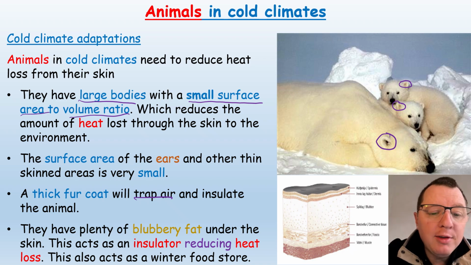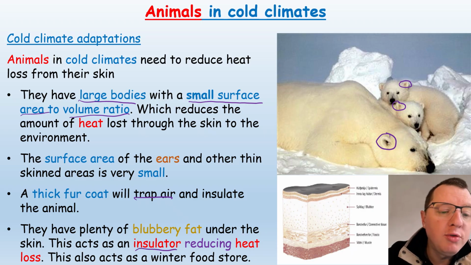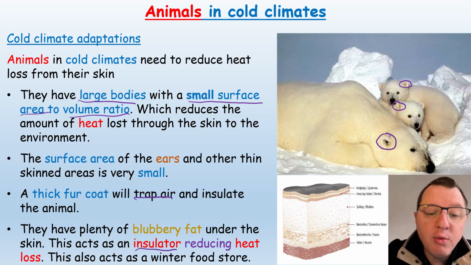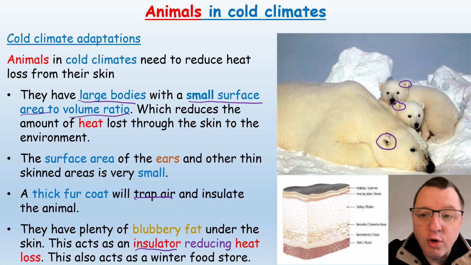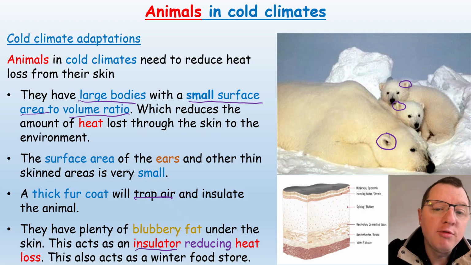They will also have plenty of blubbery fat underneath their skin, and again the blubber acts as an insulator, reducing heat loss. It also acts as a winter food store. The animals can break down that fat and utilize it in respiration throughout winter when there will be less food available.